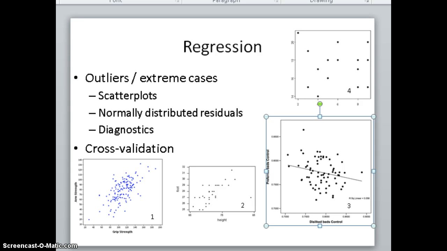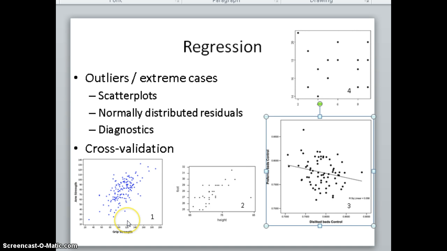Outliers can be especially troublesome, and the text describes some diagnostic tests for detecting outliers. In my opinion, the easiest way of detecting possible outliers is just to look at a scatter plot of the data. So let's take a look at these scatter plots.